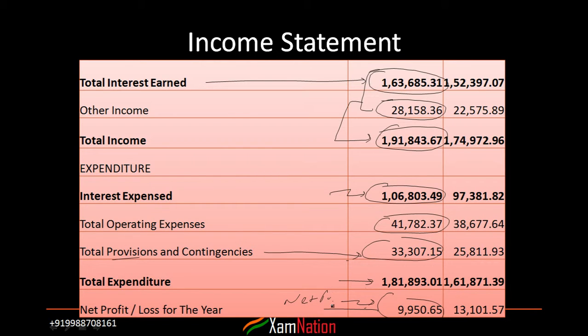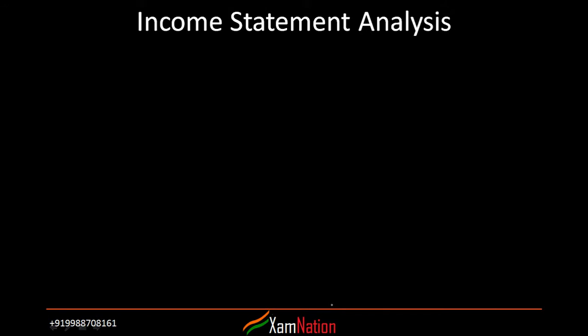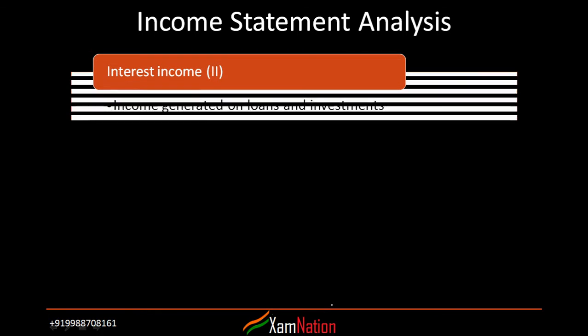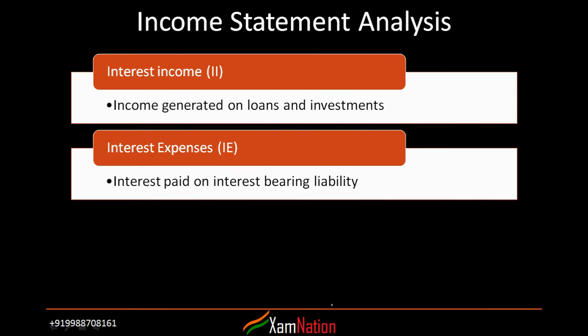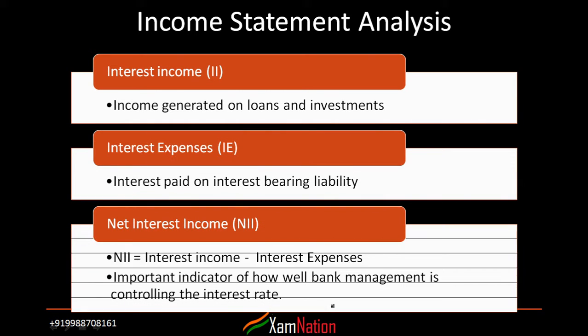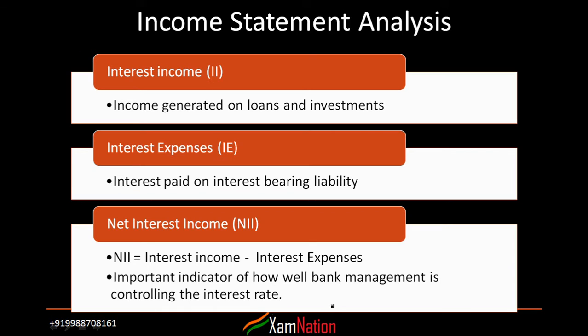Having understood this, which is not a very difficult thing, let's do the analysis of this statement. But prior to that, as I already explained, interest income is income generated on loans and investments, that is, the interest the bank is getting on the loan or investment. Interest expense is interest paid on the interest-bearing liabilities. Net interest income is interest income minus interest expenses, only the interest income minus interest expenses.